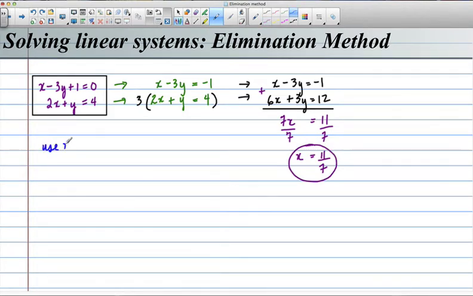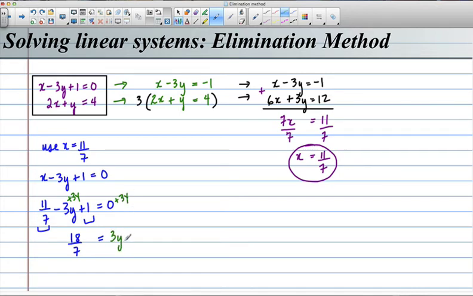Let's use x equals 11/7 in the first equation or the second. So we have x is 11/7 minus 3y plus 1 equals 0. Collecting our like terms then, 11/7 and 1 whole. 1 whole is 7/7. So in total we have 18/7. And we'll add 3y to both sides. So we have 3y. Now we have 3 times y. We're dividing by 3, which is the same thing as timesing by the reciprocal.